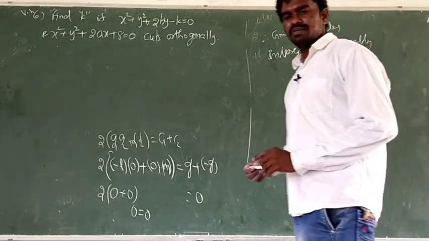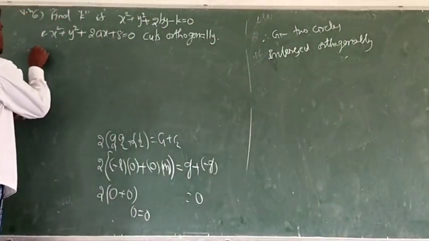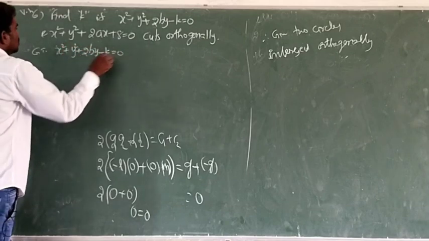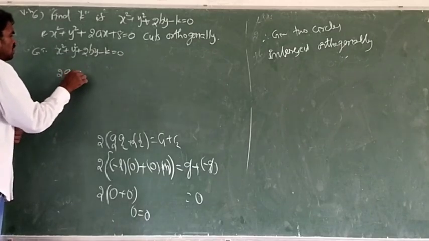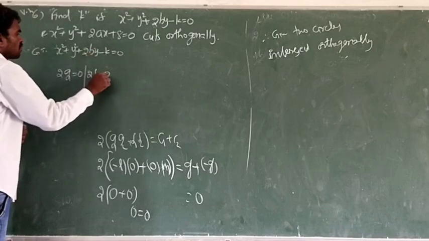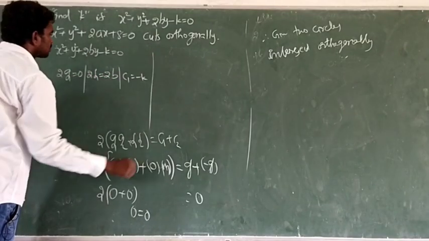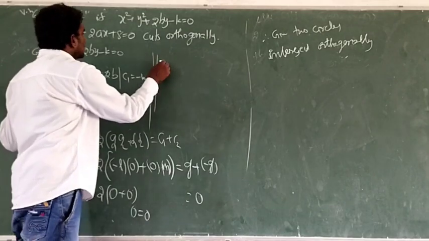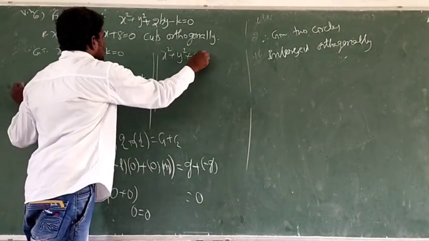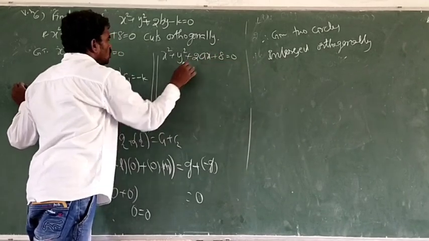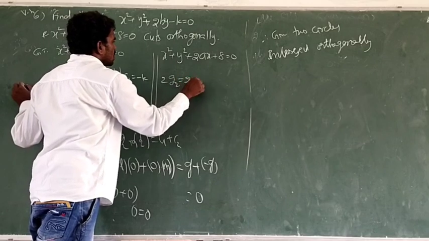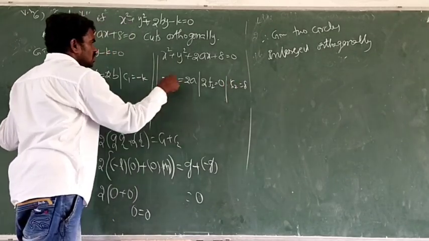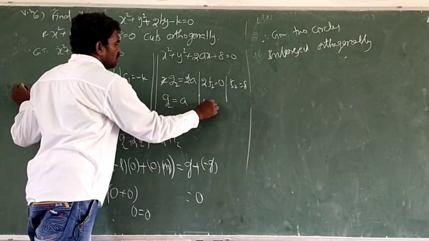Shall we proceed? What is the first step? First, write the given circle x square plus y square plus 2by minus k equal to 0. Compare with the general equation, we get 2g1 is 0 and 2f1 is 2b, and the constant c1 is minus k. So g1 is 0, f1 becomes b. Next, the second equation, x square plus y square plus 2ax plus 8 equals 0. The x coefficient 2g2 is 2a, and the y coefficient 2f2 is not there, so 0. So c2 is 8. So g2 becomes a, f2 becomes 0, c2 is 8.